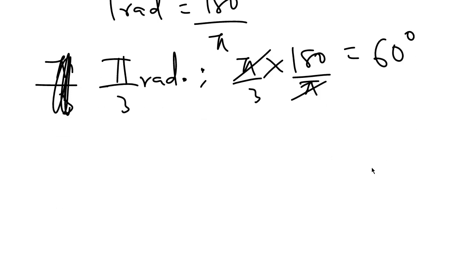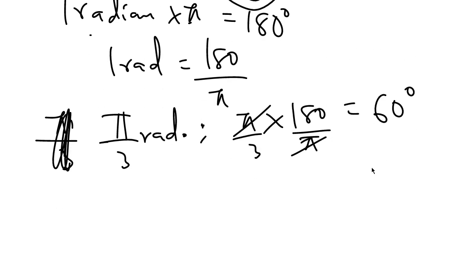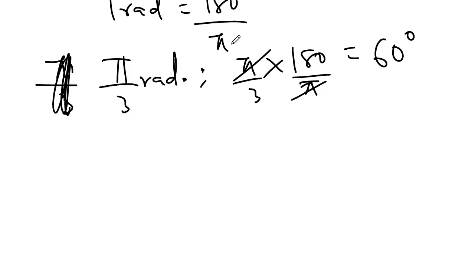And then I want you to pause the video. When I write this down, I want you to convert the radian to degrees. So let's say I'm given this, 5 over 2 pi. Pause the video and convert it to degrees.